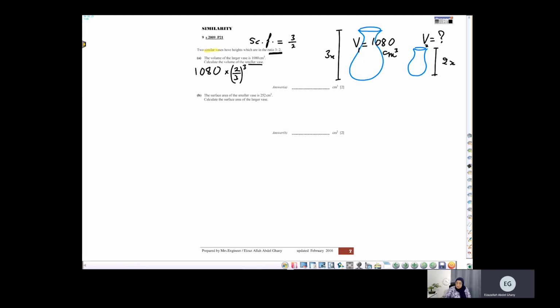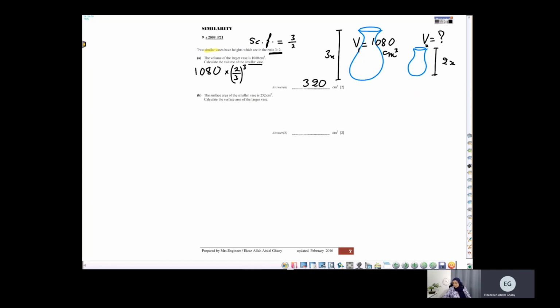Let's have the challenge and find it. This value will get smaller. 1080 multiply by, open brackets, 2/3, close brackets, and then cube your result. I'm teaching you how to use the calculator. So the value will become 320, which does make sense.